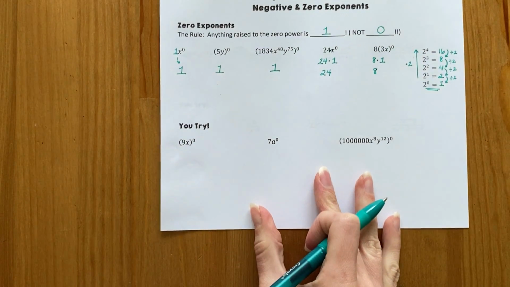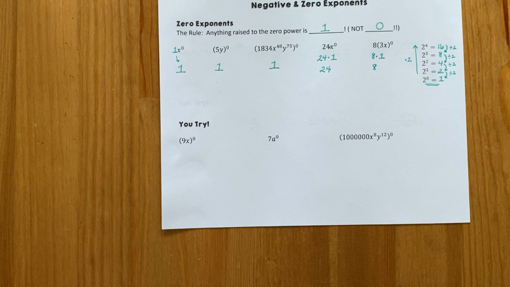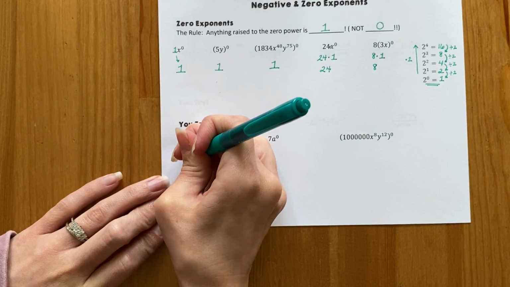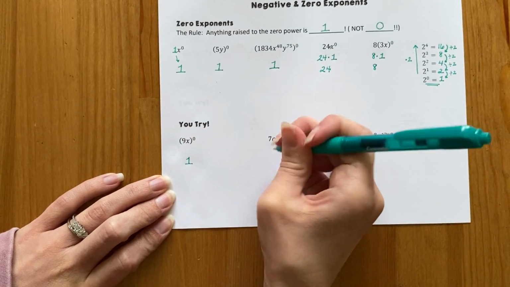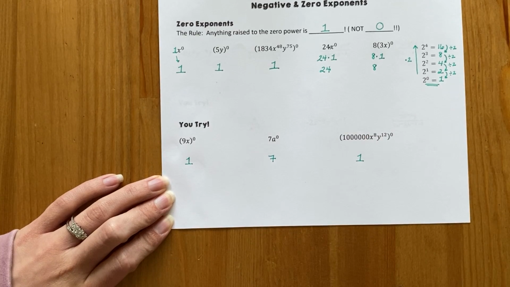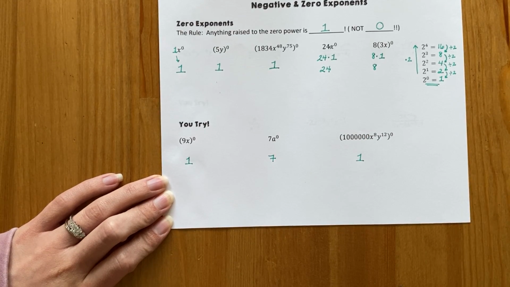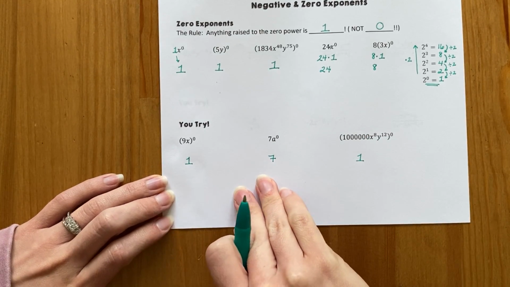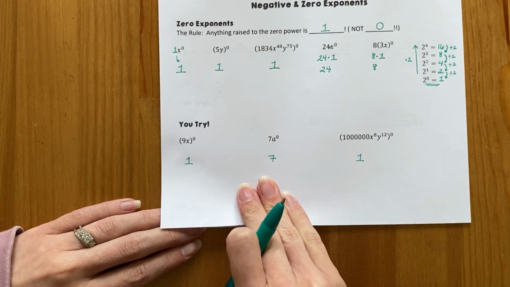Now is a great time to pause the video to try these problems on your own. Now, as you're checking your work, if you got 1, 7, and 1 as your final answers, you're in great shape and ready to move on to our next section, which is negative exponents.